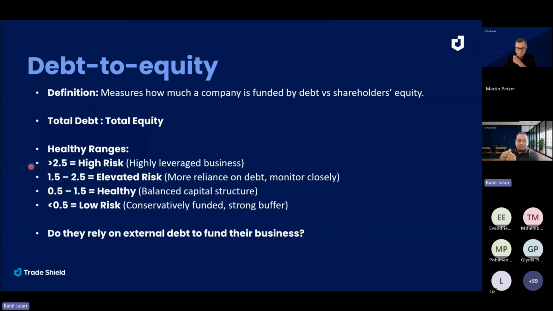Your elevated risk is between 1.5 and 2.5. Again, for every 1 rand that they have, they rely on 1.50 rand to 2.50 rand of external funding, and there's more reliance on debt, so monitor them closely. Anything between the ranges of 0.5 and 1.5 is considered healthy, and anything less than 0.5, it's a low-risk business.